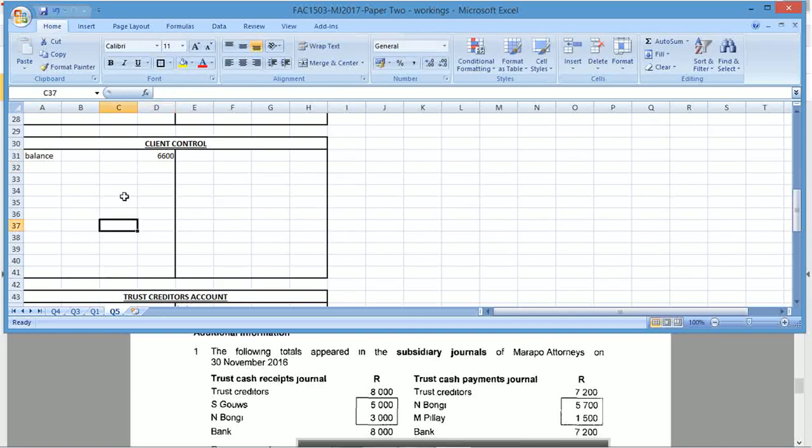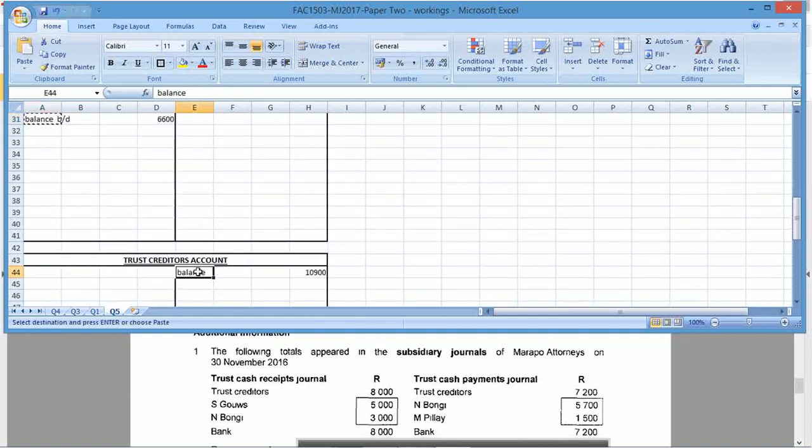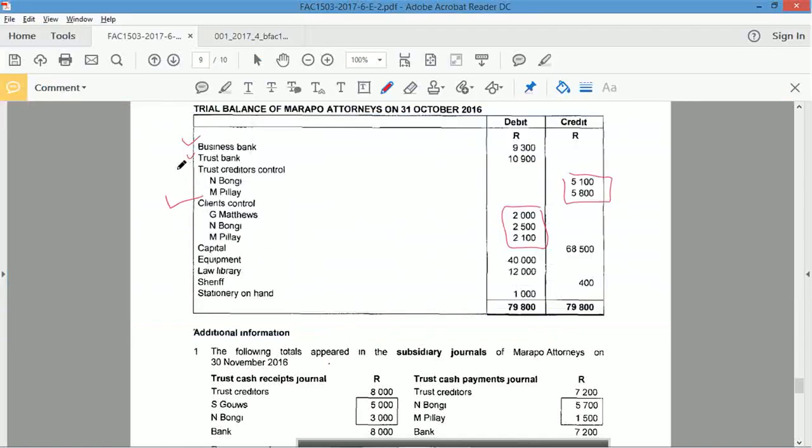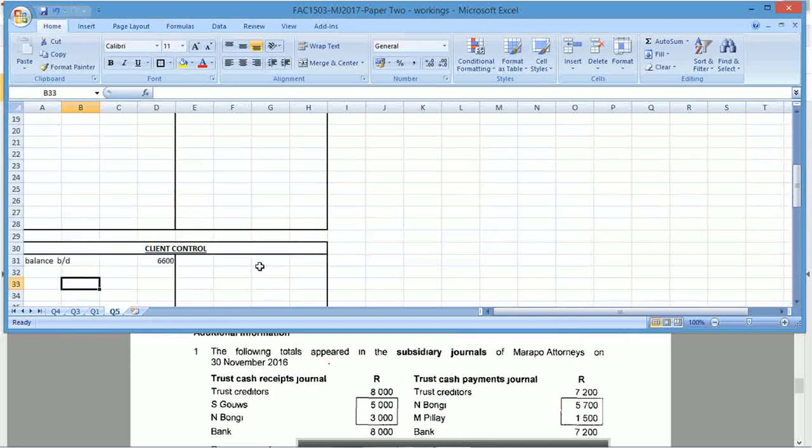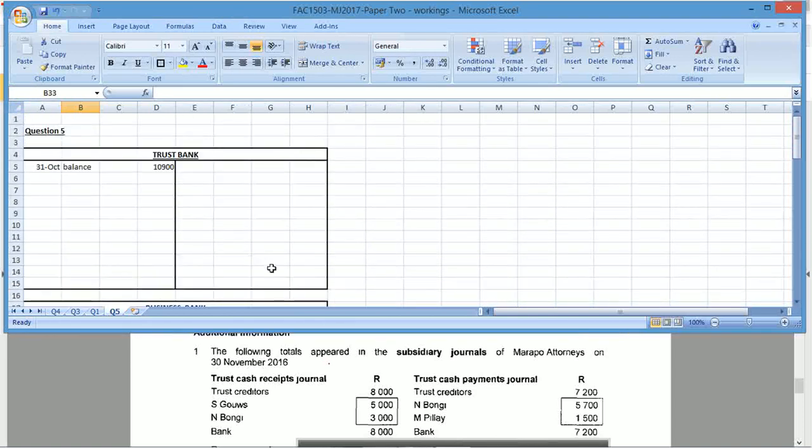So we don't say balance breakdown. You do? Okay. That's what I actually wrote. Yeah, you're right, balance brought down for all of these, with the date, obviously. Alright, so we've got that. Capital, do we need? No. Equipment, do we need? No. Law library, no. Sheriff, no. Stationery on hand, no. Perfect. So now you've got everything. Business bank, trust bank, that's it.